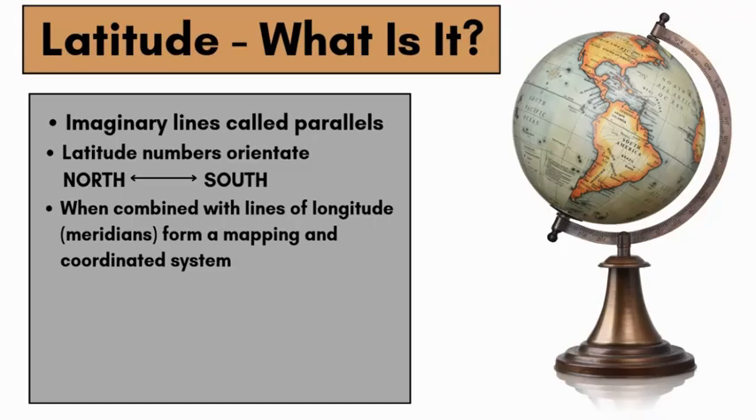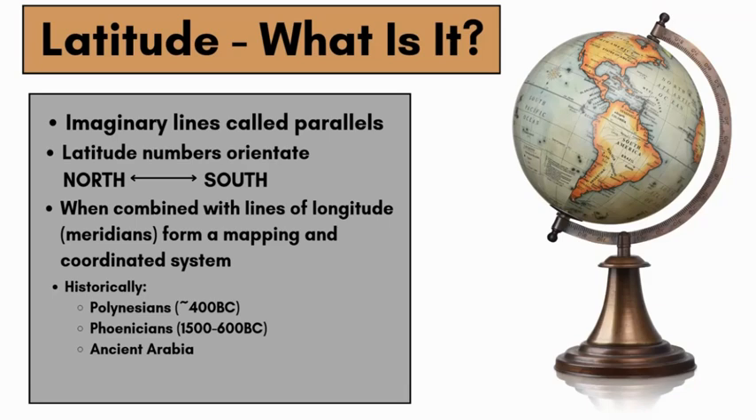Earth's surface. Historically, latitude has been understood since the days of the Polynesians around 400 BC and the Phoenicians even before that around 1500 BC, where they would use stars to navigate and understand that as you move across the Earth's surface, the position and location of the stars would change. Then in ancient Arabia, the height of the stars was calculated to understand where you were on the Earth's surface, and then Hipparchus in ancient Greece took it further in 120 BC, whereby the establishment of latitude as a means of location and mapping was official.